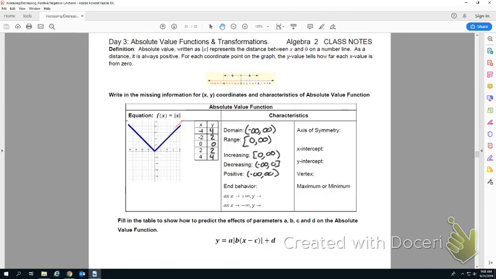In behavior, as x approaches positive infinity, y approaches what? Infinity. As x approaches negative infinity, y approaches what? Infinity. Do I need to re-explain end behavior? Because moving forward, that's probably going to be just as important as domain and range.